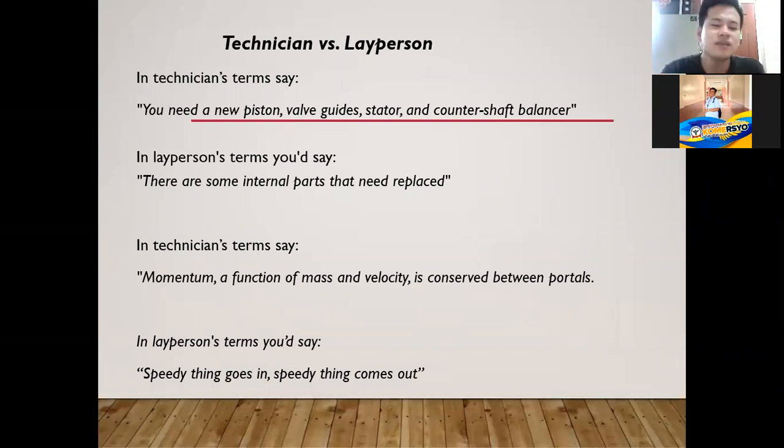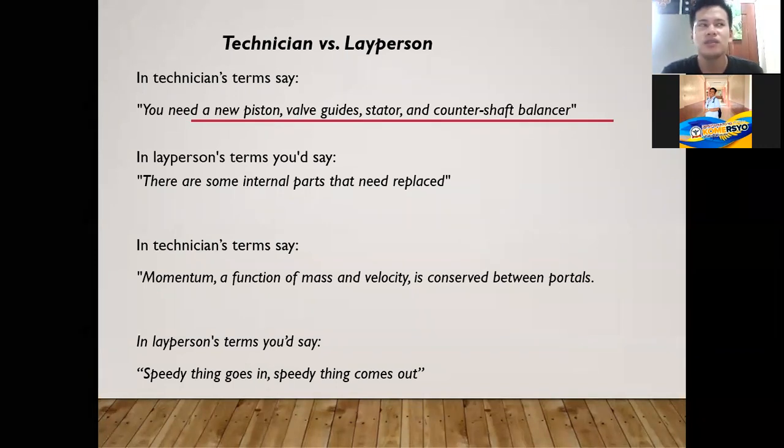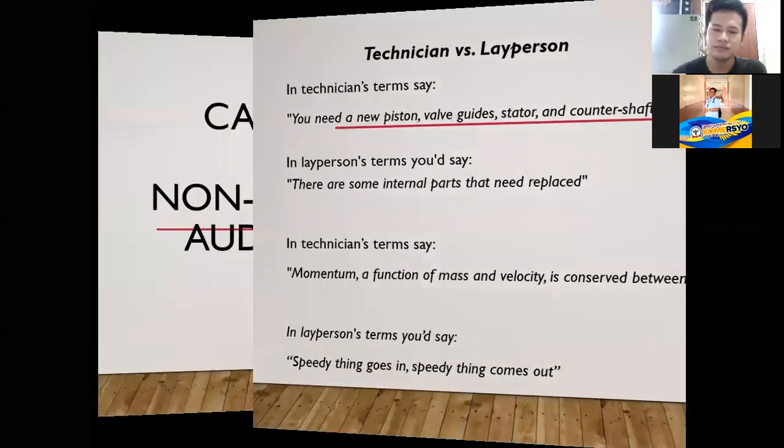In technician's terms, let's say momentum, a function of mass and velocity, is conserved between portals. In layperson's terms, we should say speedy things go in, speedy things come out. So just like that, no? Okay.